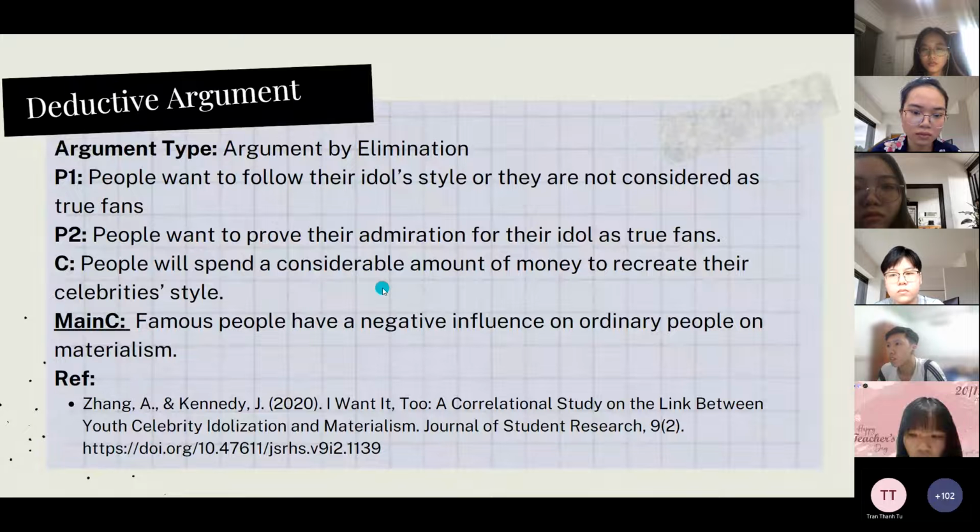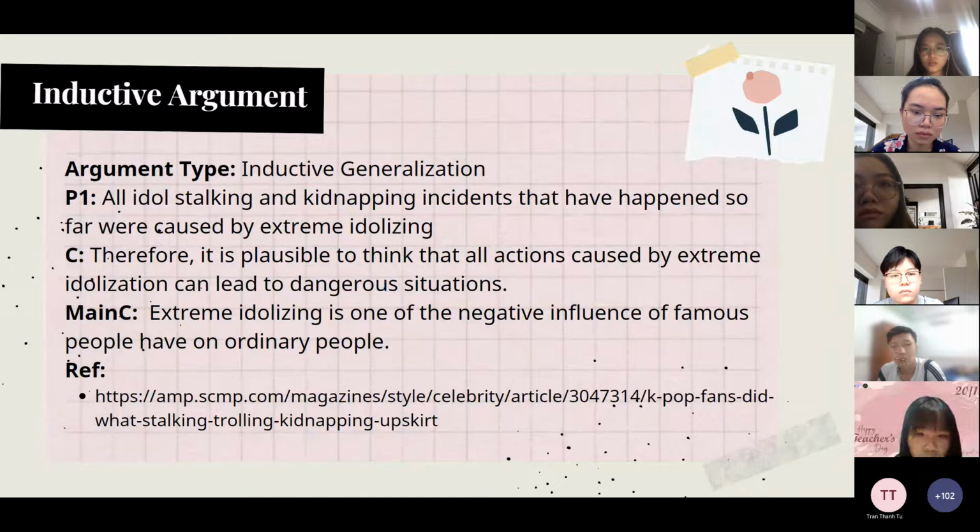And let's move on to extreme idolizing. Idol stalking or kidnapping incidents that have happened so far were caused by extreme idolizing. Therefore, it is plausible to think that all actions caused by extreme idolization can lead to dangerous situations. And we have the main conclusion: extreme idolizing is one of the negative influences famous people have on ordinary people. And let's move on to the next part.